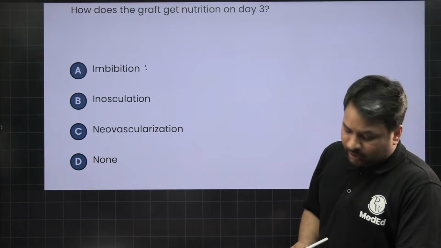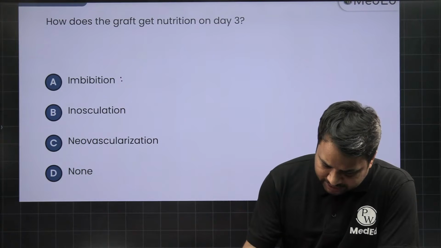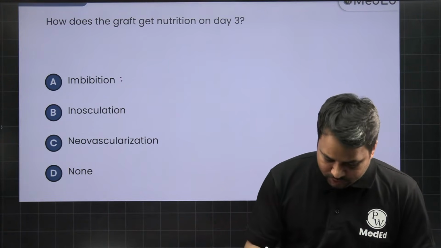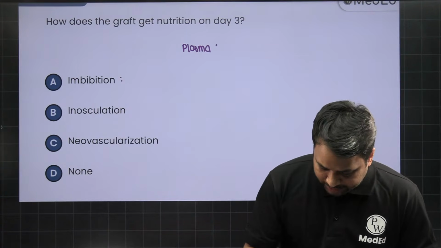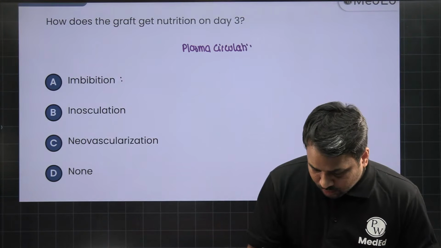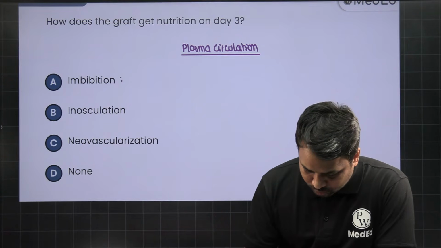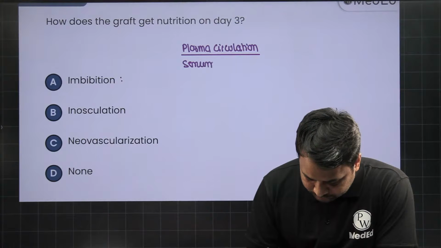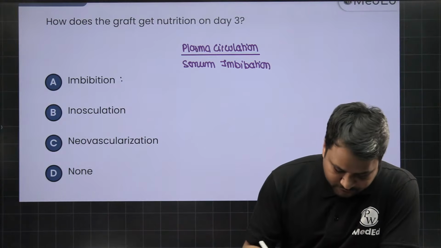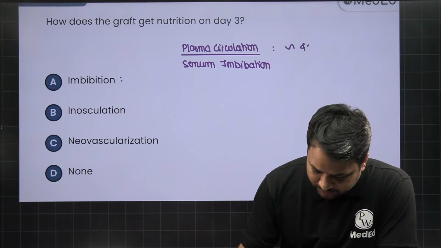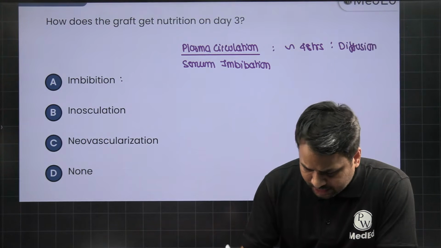Right. So we have three phases of skin grafting. The first phase is what we call plasma circulation, also referred to as serum imbibition. That is the first phase, which is going to last for approximately 48 hours. Here, the graft gets its nutrition via diffusion, as we have discussed.